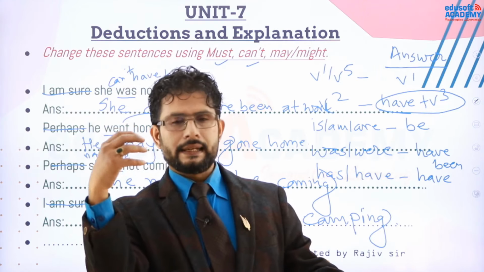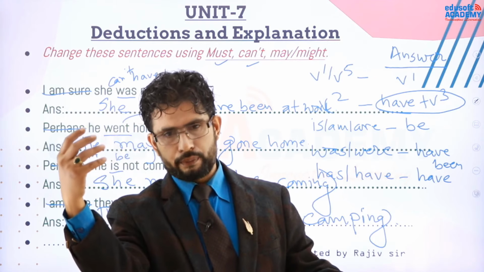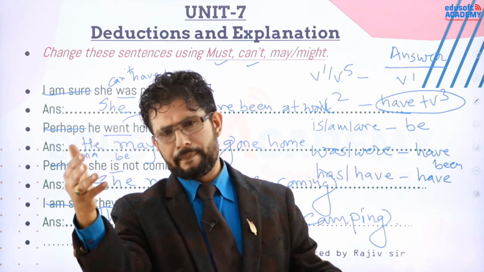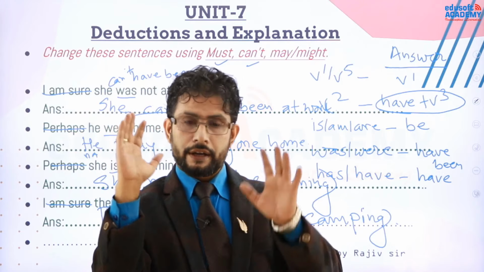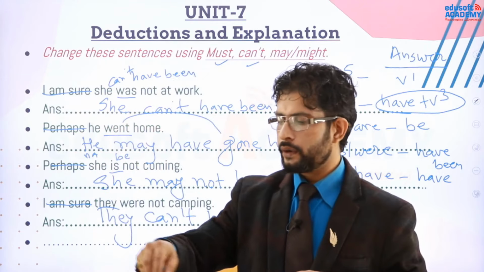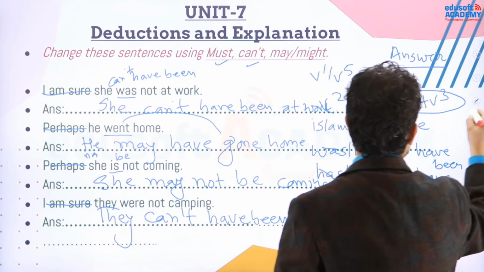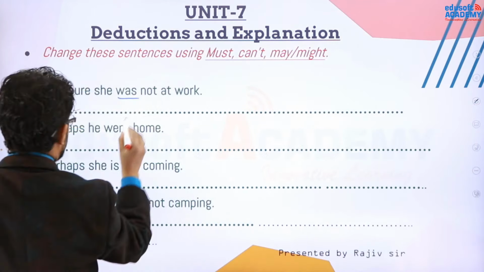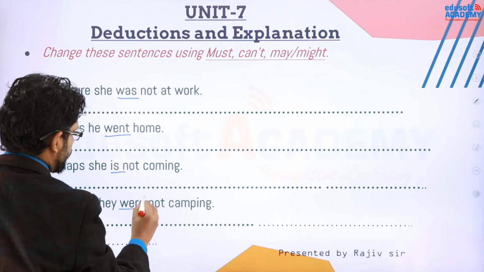But if the sentence begins with perhaps and is followed by a negative sentence, then you are going to write may not or might not. In between, you are going to look at such words, verbs. Okay, such things you are going to write.